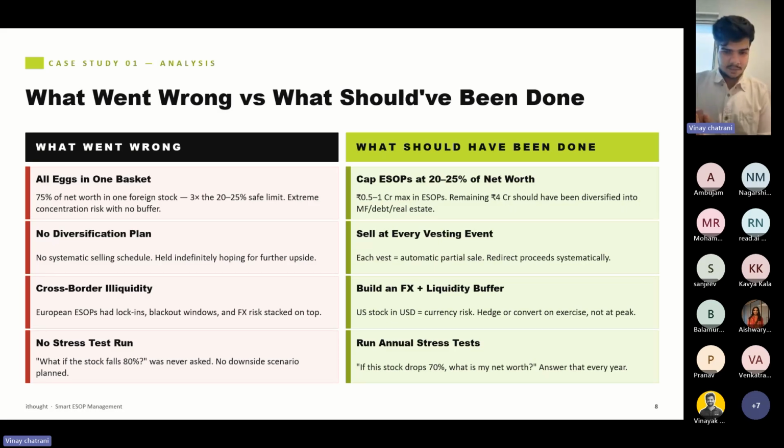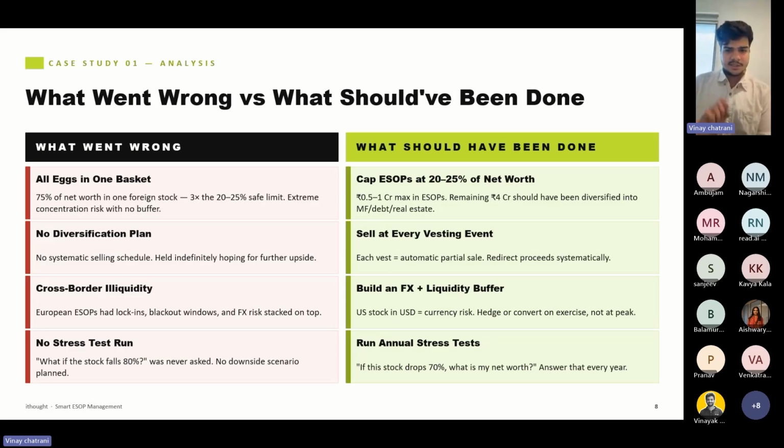Second, he didn't have a diversification plan. Since 80% was in his ESOPs, only 20% was left to diversify across all other asset classes. This is not how it should be. You need to diversify all of your investments in order to have a risk-managed return. Next was cross-border liquidity. The company was actually a European company. Because of foreign exchange problems, he had issues bringing the money in because he didn't invest it on time. So there were a lot of policy issues. That also comes into consideration when you have to exercise it, when you have to sell it.